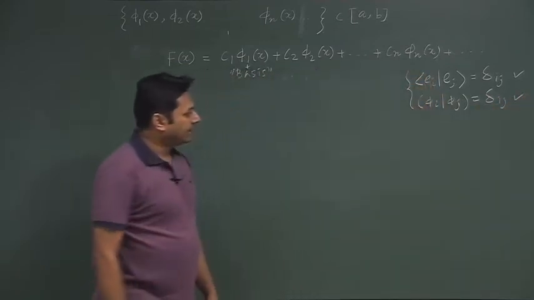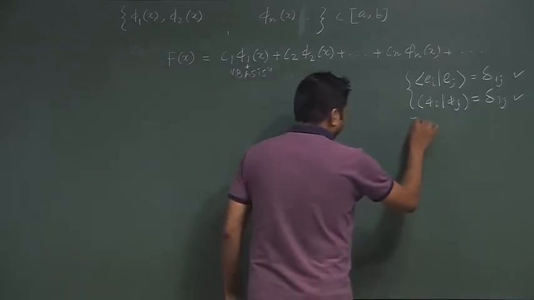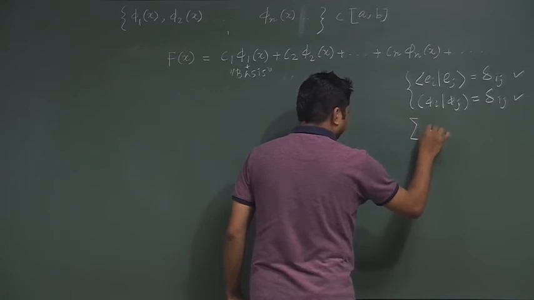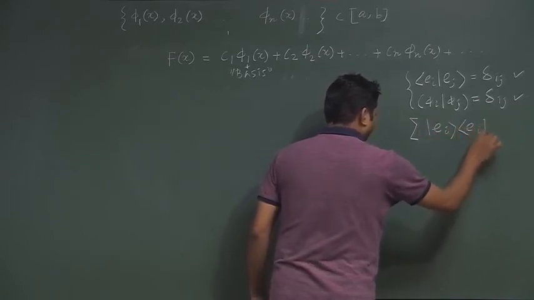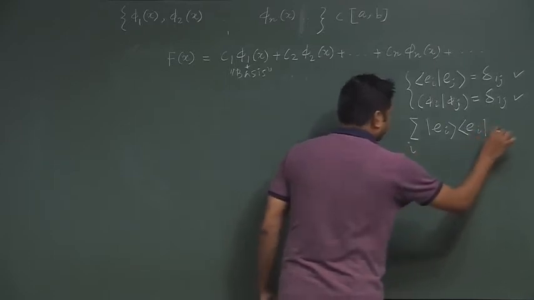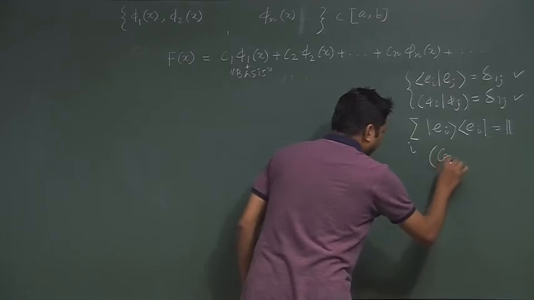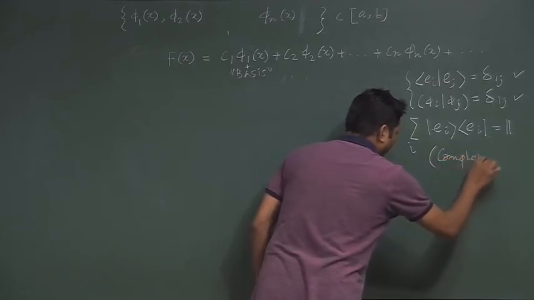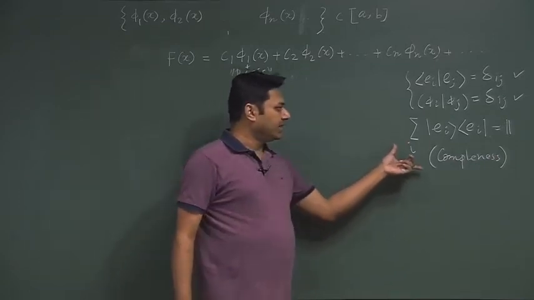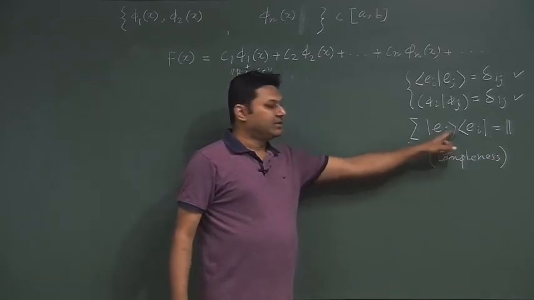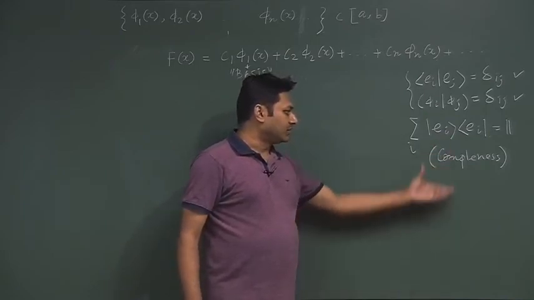But apart from that, there is another important property in vector space, which is this. If you remember, we also derived these things and we called it completeness. The basis should follow this to completely expand a function in terms of the basis. If I say e1, e2, e3 are the basis, then this is the completeness.